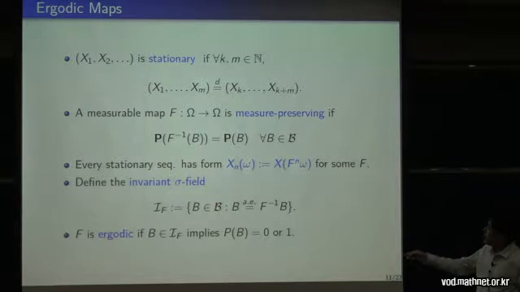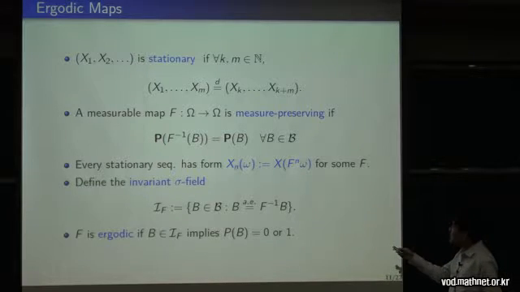So now a stationary sequence, what I said right before that is that a stationary sequence always has the form that the nth random variable is exactly just the composition of X and this measure-preserving map composed n times. All right? So this is the construction of any stationary sequence. We can always find some F that does this. And the invariant sigma field under this measure-preserving map is a set of all elements in our sigma field such that they remain invariant under F, under this pullback.